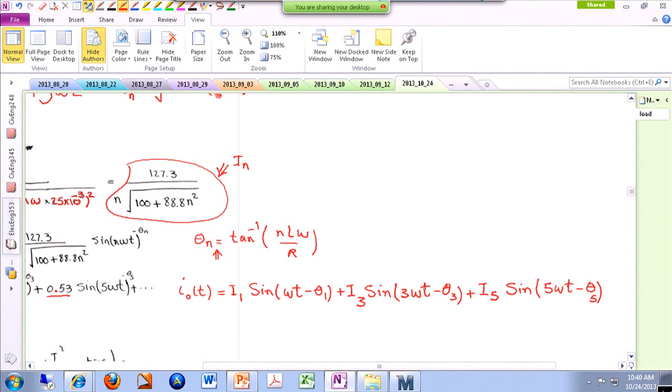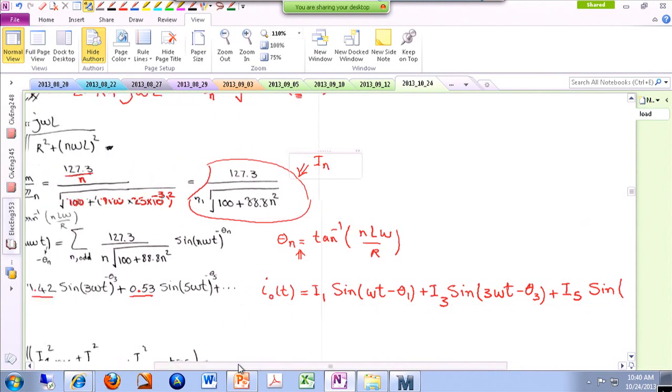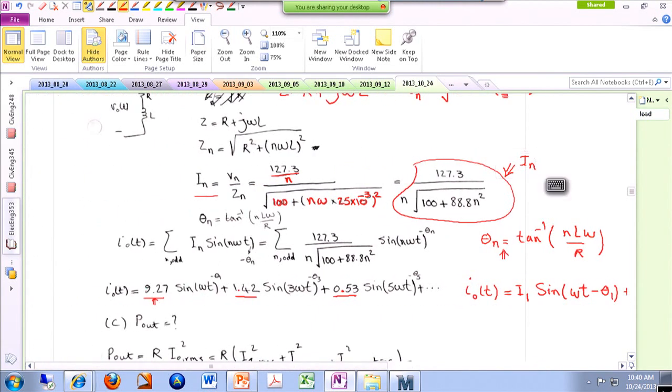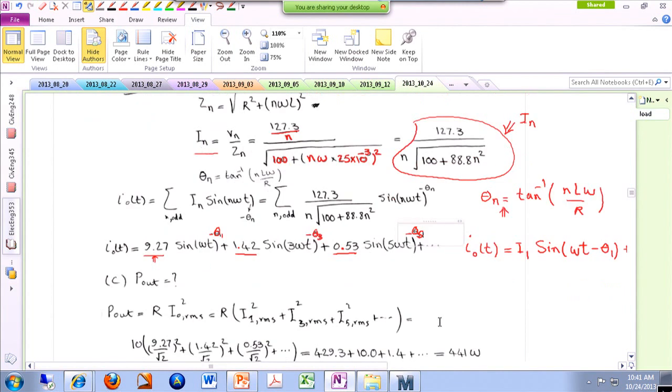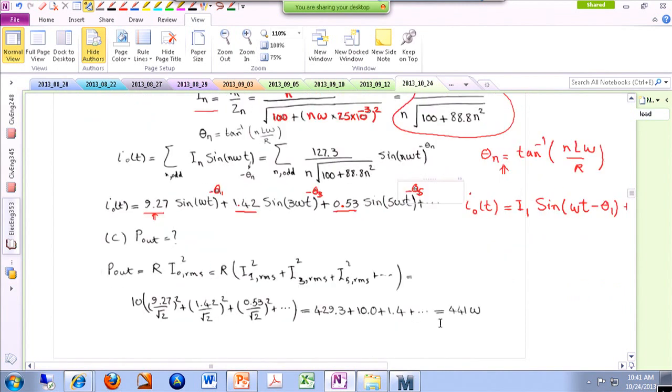And for the particular n that you're interested in, 1, 3, or 5, just plug in the n that you need. So if you do so, you will get a numerical expression like this. Unfortunately, I don't have the number of thetas because I don't really need them anymore, but remember, they are there. All right, so this is a numerical example expression for our output current.